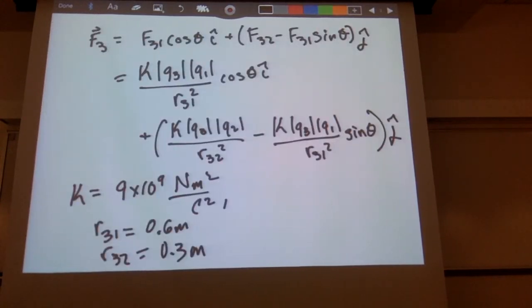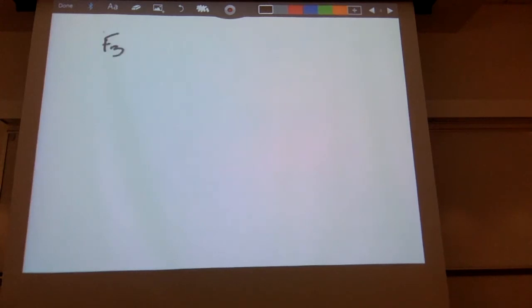So from here, I simply plug in my numbers. We find then that F3 is equal to, let's plug in my numbers. So this will be equal to 120 newtons in the i hat direction plus 260 newtons in the j hat direction. So this is our force.